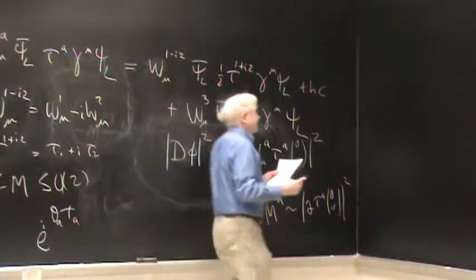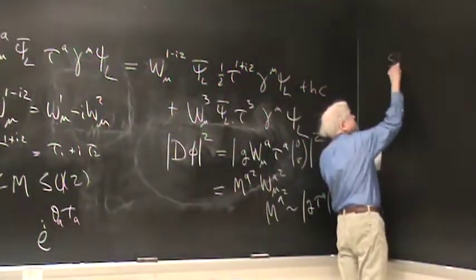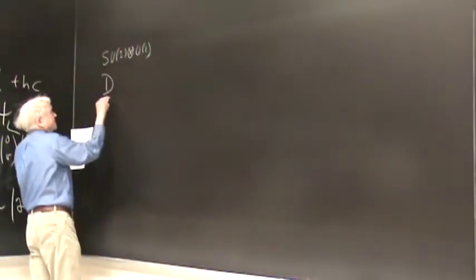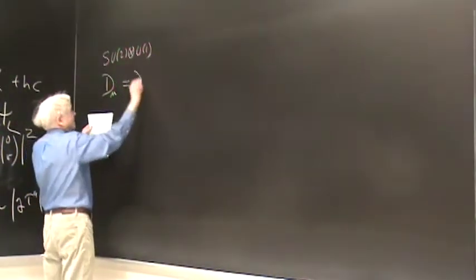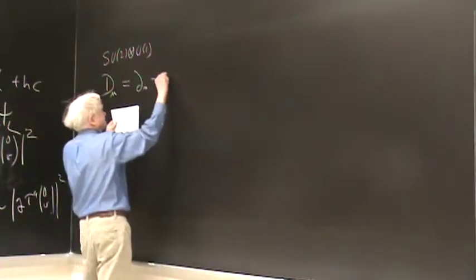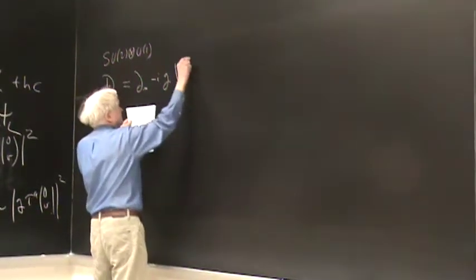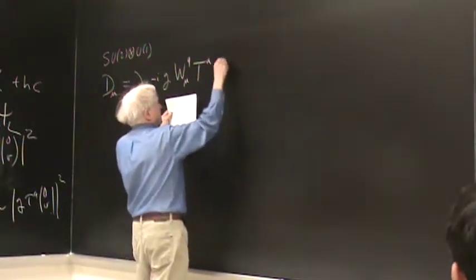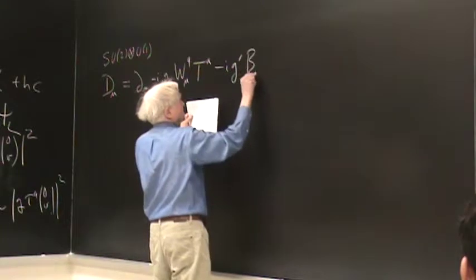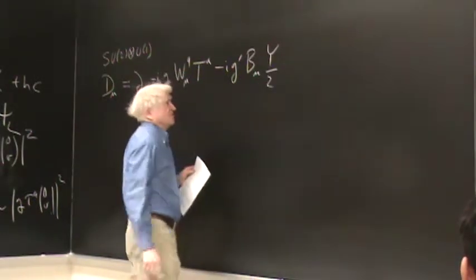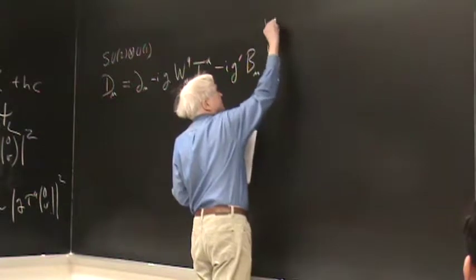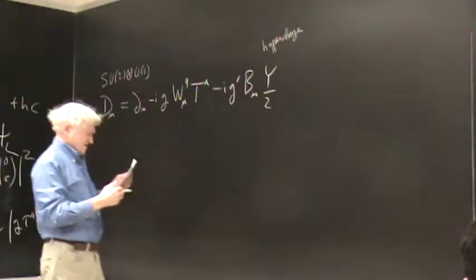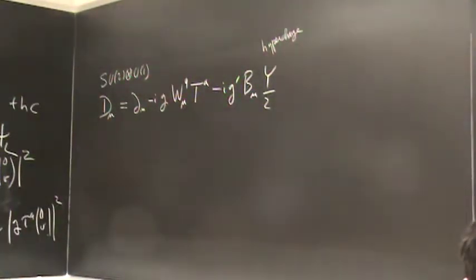Okay, so the idea is to enlarge the gauge group to SU(2) cross U(1), and now the covariant derivative is D_mu minus i g W_mu^a T_a, and now we'll use capital T_a, minus i g' B_mu times something we'll call Y over 2. And this thing is called hypercharge. And in fact, Z seems to refer to Y over 2 as hypercharge.